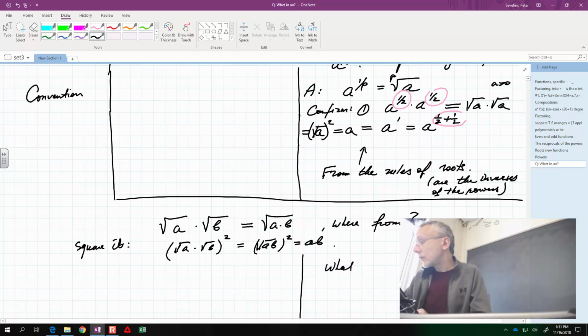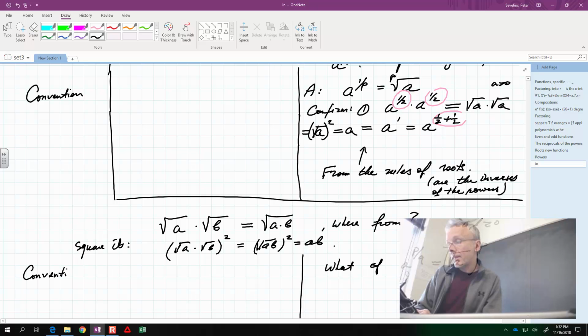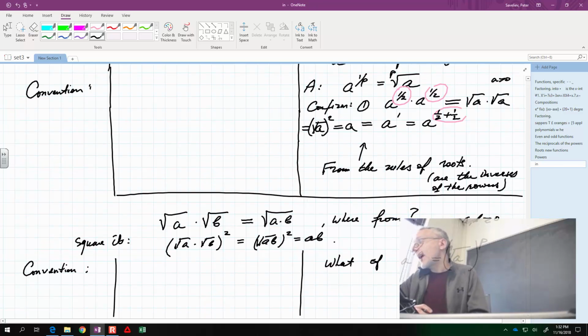What is a power p over q? And the answer is, fortunately, uncomplicated: simply the q-th root of a, taken to the power of p. So that's yet another convention. We explain every power in that manner, up to all rationals, all rational numbers. All rational exponents are allowed. So that's as far as we go.